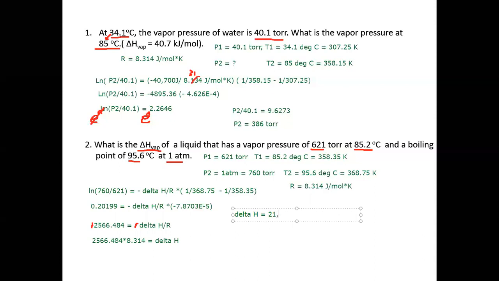With 21,337.7. And this is in joules, but delta H is generally given in kilojoules, so this would be 21.34 kilojoules. So notice here again that delta H is positive, and that's what it should be. If it was negative, I would go back and double check your work.